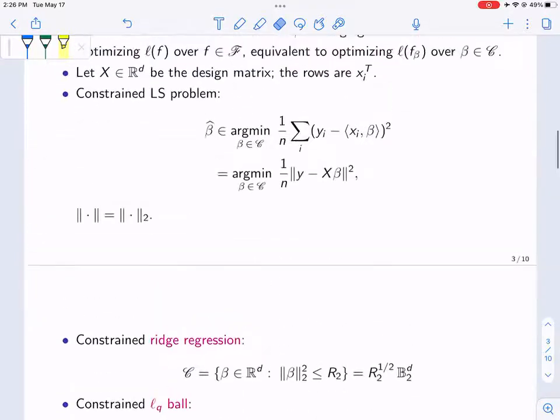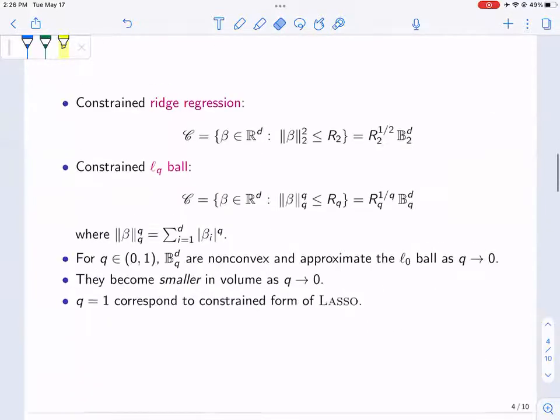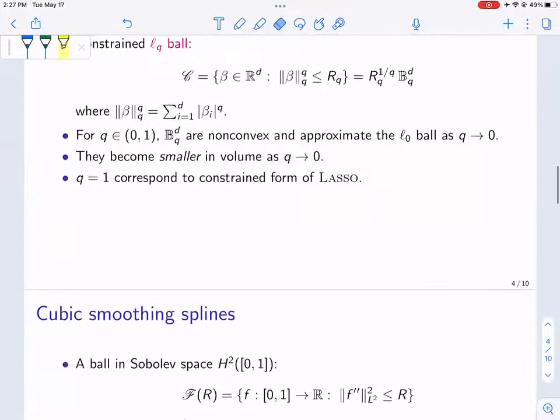So for example, if you take C to be the class of all betas such that the L2 norm is controlled, that's a constrained ridge regression problem. You can take it to be the Lq, you can take it to be the L1, you can take it to be L0, and so on and so forth. So the L1 corresponds to, for example, the constraint in the lasso, and so on.